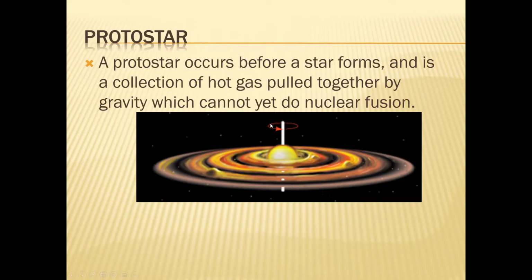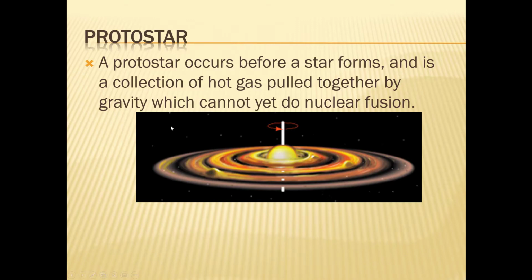So the first kind of star is a protostar, and a protostar is not a star because in its core it doesn't do fusion yet. That's the definition of a star. We define stars a lot based on what kind of fusion they're doing, and protostars aren't yet doing fusion. So where does a protostar come from?